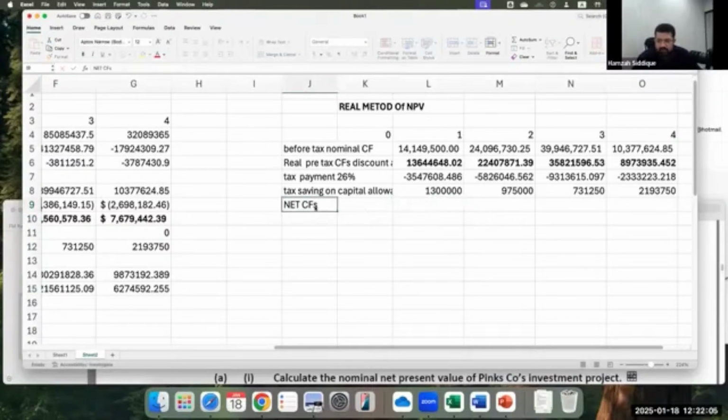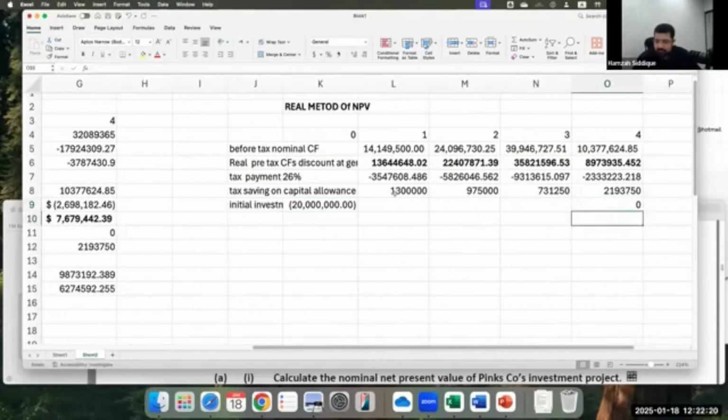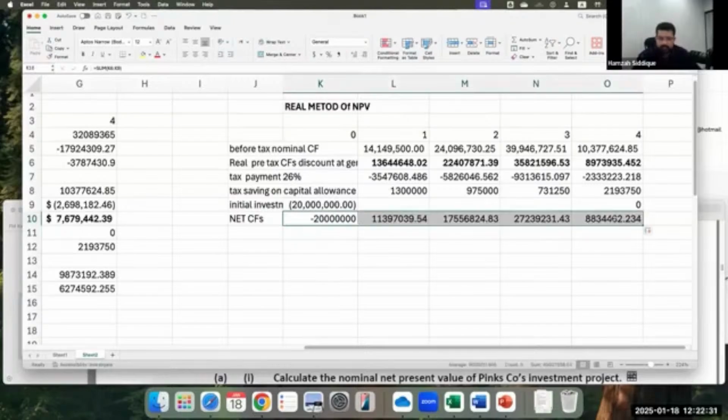Oh, sorry. Here we have the initial investment. That is minus 20 million. Yes, minus 20 million. And here in the zero. So net cash flows are here.